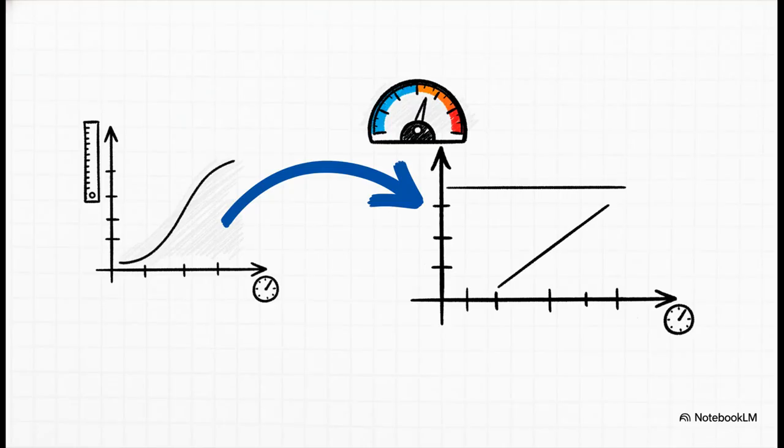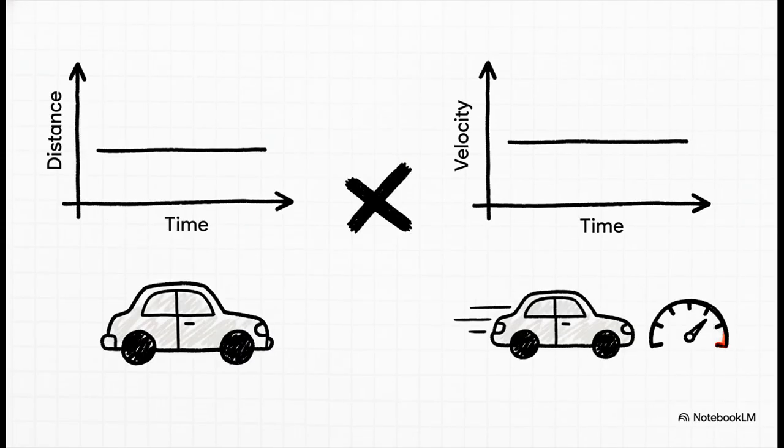Right, now I need you to pay very close attention here. This is a small change, but it's very important. On a velocity time graph, the x-axis is still time, no change there. But the y-axis is now representing velocity, not distance. This one change makes the graph tell a completely different story. So let's think.